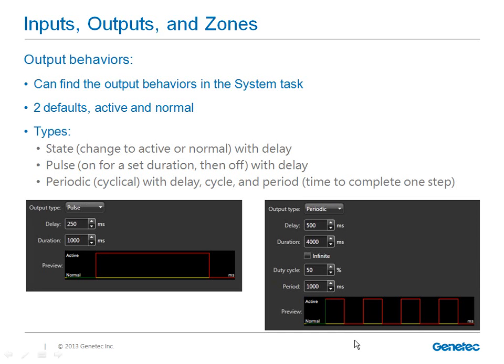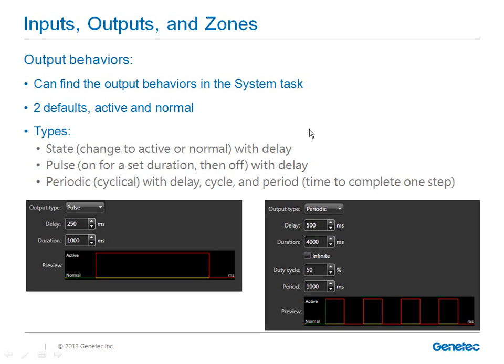Okay, so I mentioned the output behaviors. You can use the two that are there by default, or you can create your own to suit a particular purpose. Now you find the output behaviors in the system task under the output behavior section. Now the two defaults are active and normal, which set the output in the active position indefinitely or sets the output back to the normal condition.